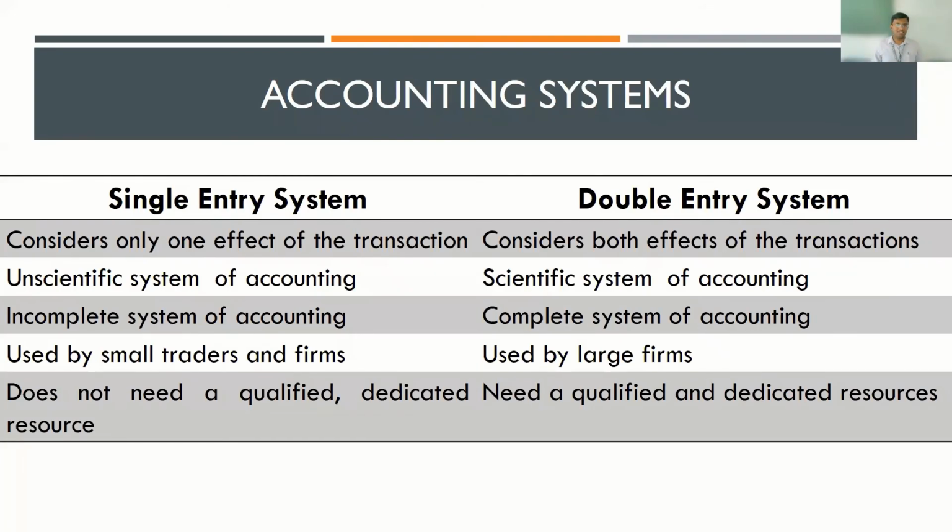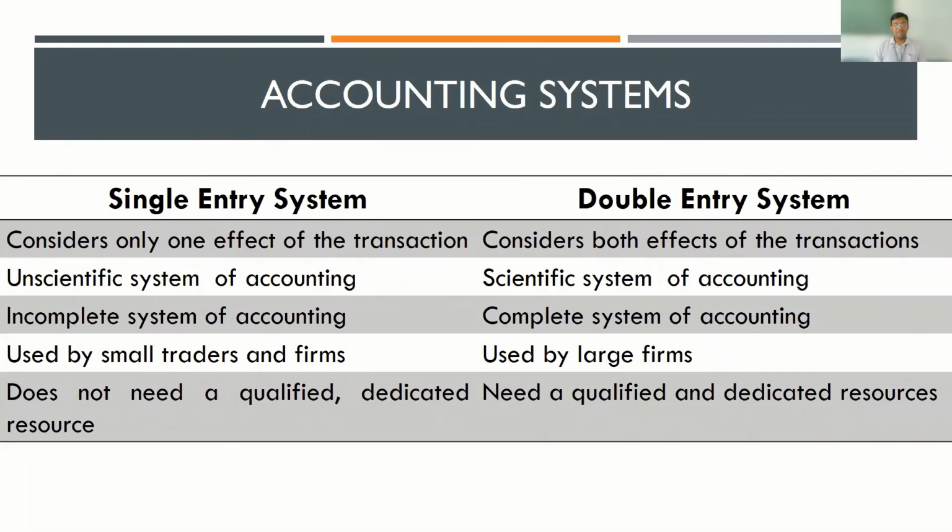Now let's talk about the accounting systems. There are two types of accounting systems: single entry system and double entry system. How are these systems different from each other? In single entry system, when a transaction takes place, you will be recognizing only one effect of the transaction. Remember, every transaction has two effects, but in single entry system you're recognizing only one effect of that transaction. Next is double entry system. In double entry system, you are recognizing both the effects of the transaction.